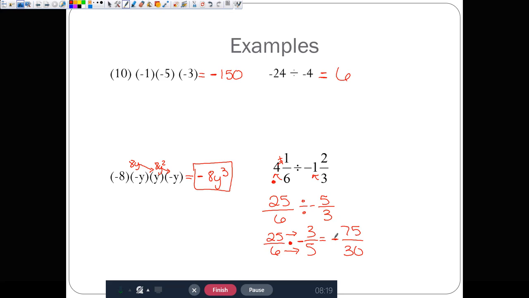So this is negative because there's only one negative. This can be reduced, so you need to reduce it. I can divide by 15. So my answer is 5 over 2.